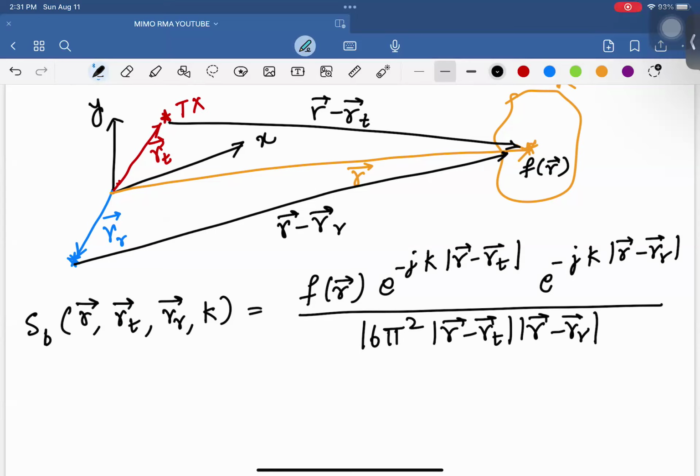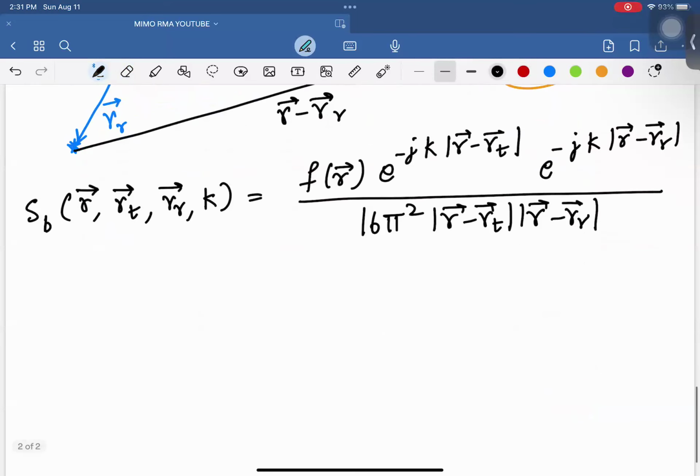So you can absorb the 16 pi square into this, it doesn't matter, but in this case, I've written it out explicitly. If you don't know where this is coming from, this is essentially a product of two spherical waves whose Green's function is e to the minus jkr over 4 pi r. So it's a product of those two. If you don't know what that is, go back and watch the previous videos. All right.